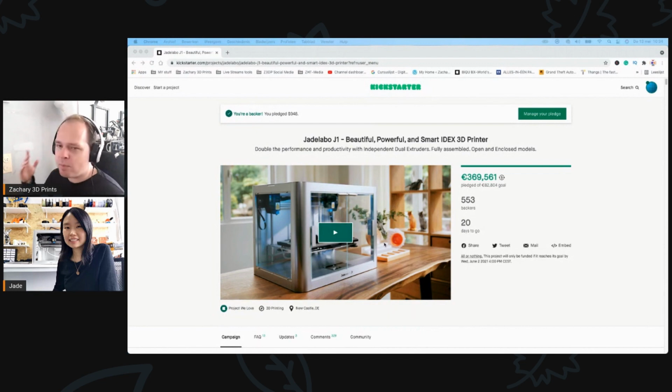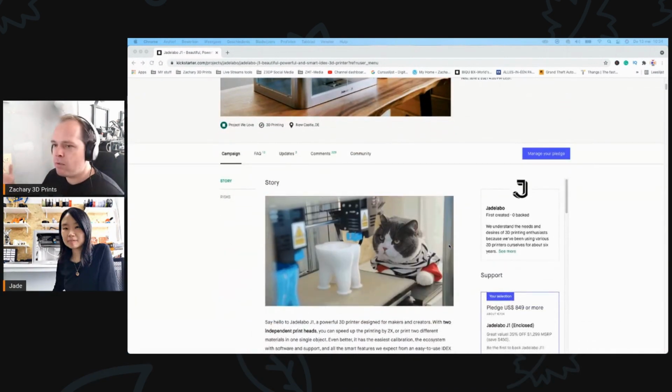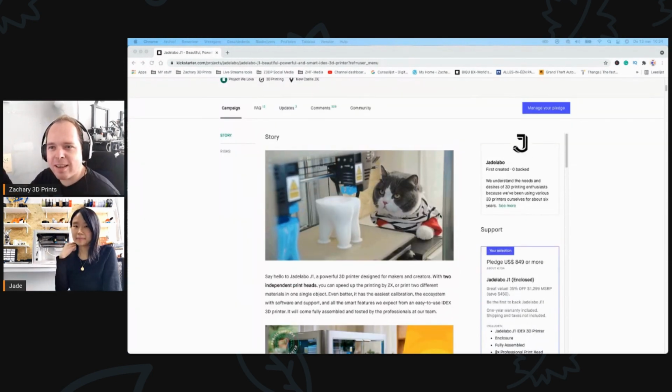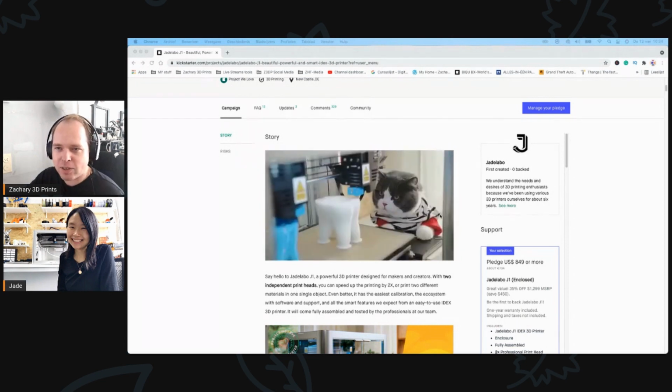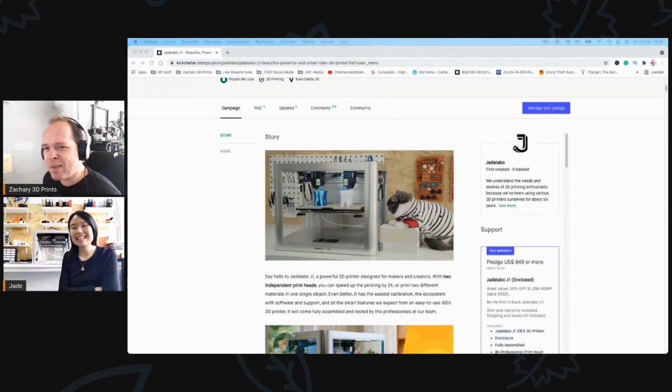This is the Kickstarter campaign page for the Jadelabo G1. As you can see, many features are covered on this page, and you can also see that I backed this Kickstarter campaign. I need to say that the part with the cat next to the IDEX 3D printer is something I would never have thought of. I don't have a cat or a dog running around, but having the idea that a cat can knock over your print, and you have found a solution for this, right? Can you tell me something about it?